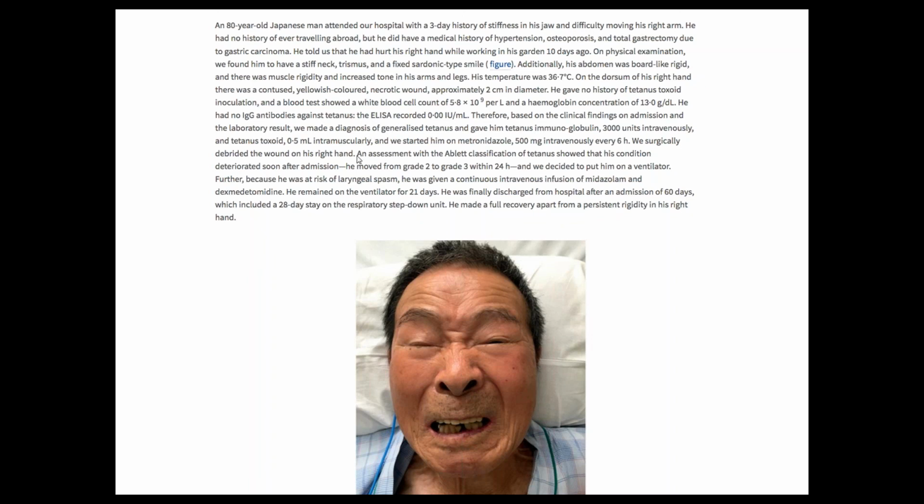Basically, and this is a clinical diagnosis, this patient has tetanus, and they give him immunoglobulins against tetanus, and he gets antibiotics, and eventually I think he has to be put on a ventilator for 21 days, and it's terrible. And this condition has a mortality of over 50%, and since it can be avoided completely with a vaccination, it's almost inexcusable, and I don't know how this 80-year-old Japanese patient avoided getting vaccinated.